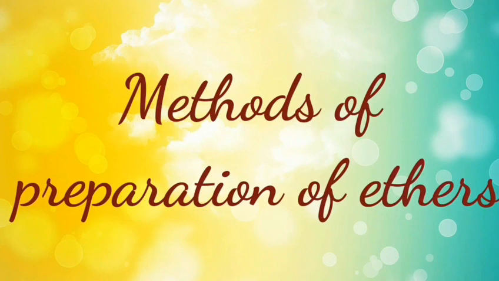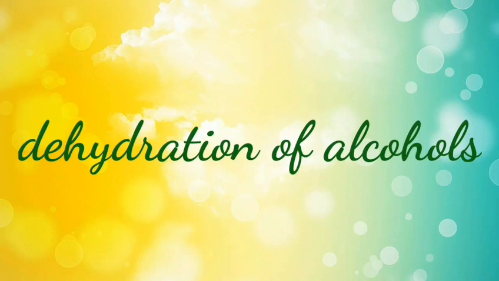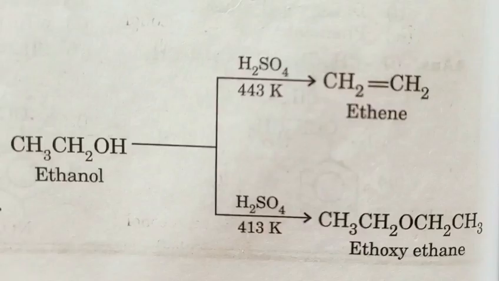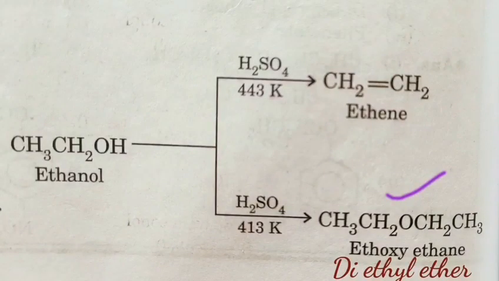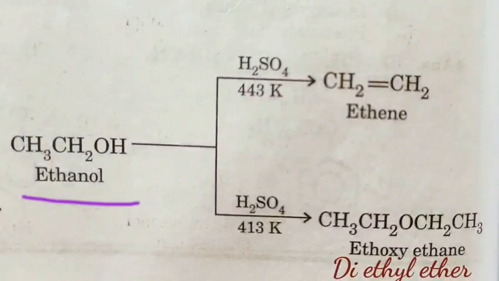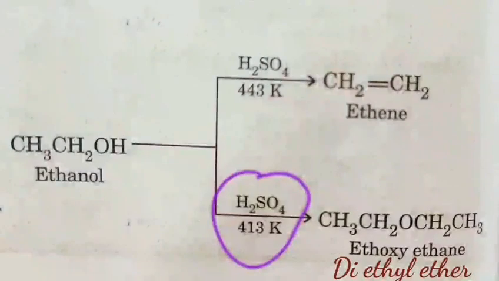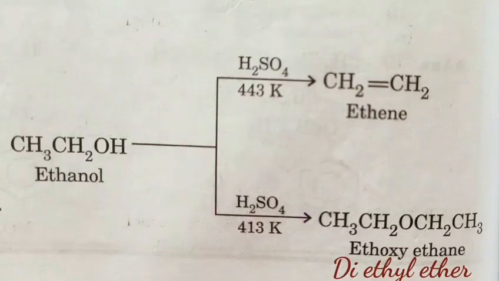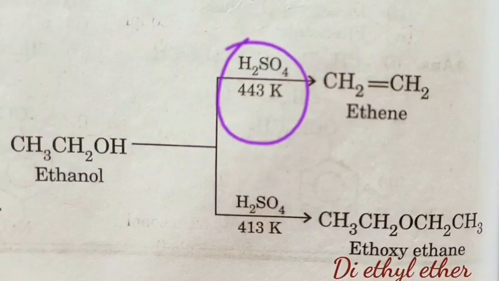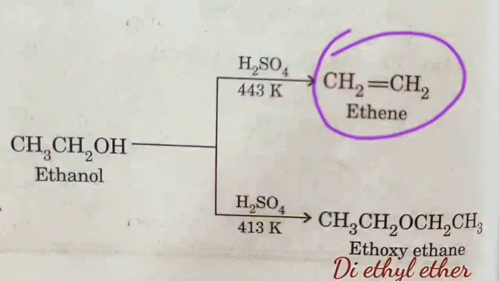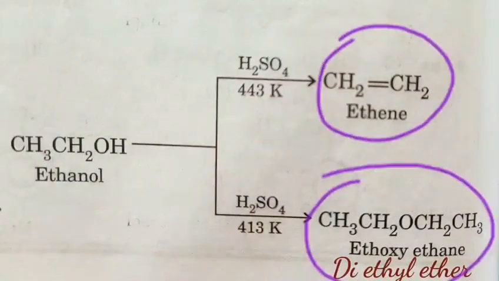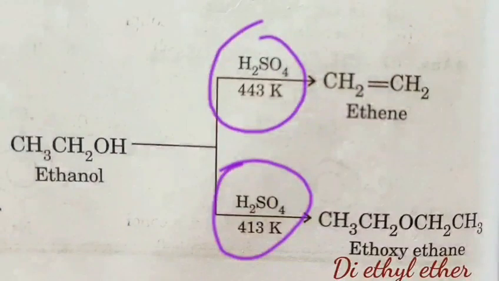Now we will study the methods of preparation of ethers. So my dear students, the first method of preparing ethers is dehydration of alcohols. Well students, simple or symmetrical ethers can be prepared by the dehydration of alcohols with concentrated sulfuric acid at 413 Kelvin. But if the temperature is 443 Kelvin, then ethene will be produced. So students, the formation of the product, alkene or ether, depends upon the reaction conditions.